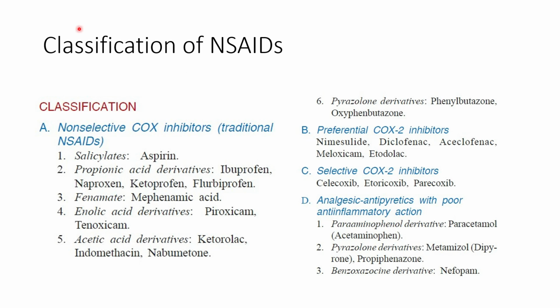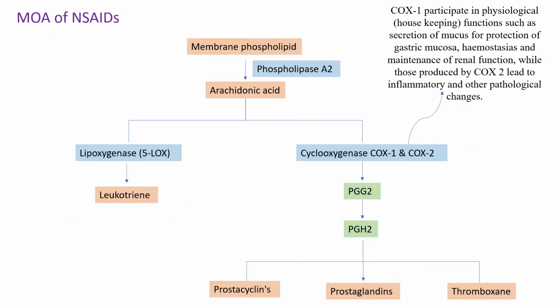Now we'll discuss the classification of NSAIDs. NSAIDs are broadly classified into four different categories. First one is the non-selective COX inhibitor. These are the traditional NSAIDs. Second one is the preferential COX-2 inhibitor. Third one is the selective COX-2 inhibitor, and the last one is analgesic antipyretic with a poor anti-inflammatory action. Let's see each class one by one in detail.